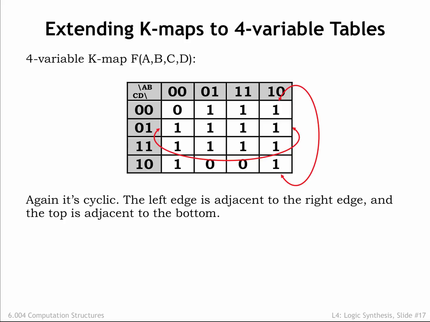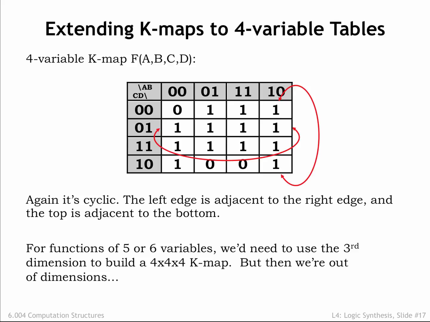We've used a gray code sequencing for the rows as well as the columns. As before, the leftmost and rightmost columns are adjacent, as are the top and bottom rows. Again, as we move to an adjacent column or an adjacent row, only one of the 4 input labels will have changed. To build a K-map for functions of 6 variables, we need a 4 by 4 by 4 matrix of values. That's hard to draw on the 2D page, and it would be a challenge to tell which cells in the 3D matrix were adjacent.